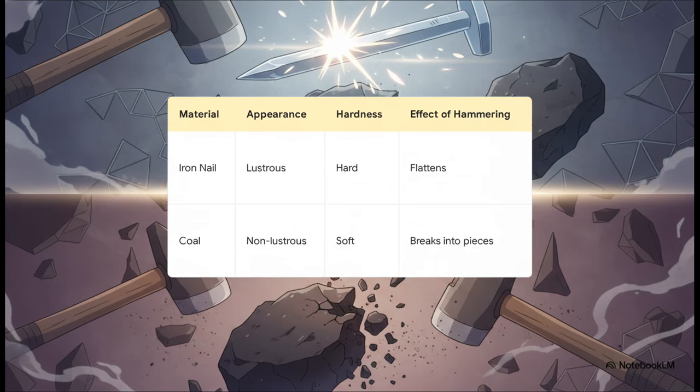Looking at this comparison, it's pretty clear. On the top row, the iron nail is lustrous, which is just the fancy scientific term for shiny. It's hard and it flattens when hammered. But look at coal on the bottom row. It's dull, relatively soft, and if you hit it, it shatters into a powdery mess. This tells us that nonmetals, like coal, completely lack malleability.